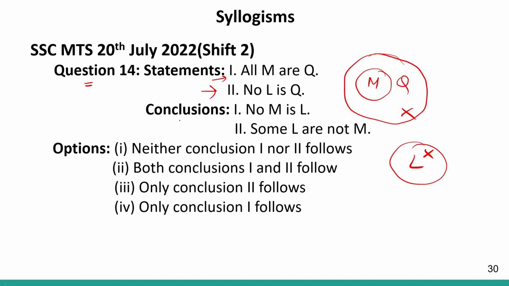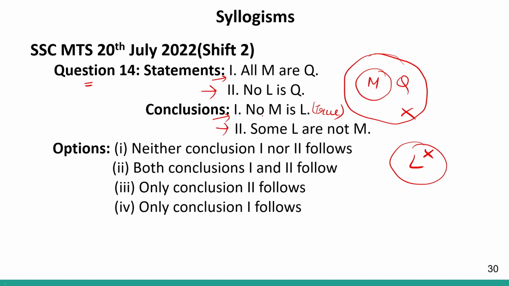Let us look at the conclusions. Conclusion number 1 says no M is L. So Q and L are not overlapping. M is subset of Q. So will M and L overlap? No. So no M is L is true. They will not overlap with each other.